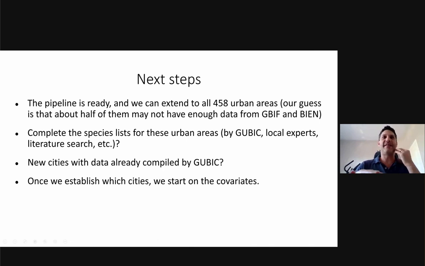So what are the next steps? This pipeline is ready thanks to Daijang's awesome data science. And we can extend to all 458 urban areas that we've identified that we showed you on that map. Our guess is that many of them, half of them maybe, might not have enough data from GBIF and BN. And so that could be a problem. We say, oh, we have a bunch of these cities that we do not have a really good inventory or even any information from GBIF or BN.